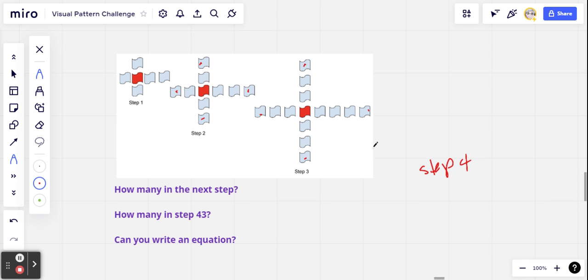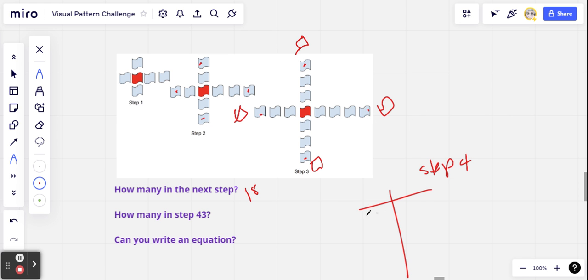So if I were to predict step 4, they'd probably add another 1 up here and another 1 up here and another 1 here and another 1 here. And so my total number of flags would be what? 1, 2, 3, 4, 5, 6, 7, 8, 9, 10, 11, 12, 13, 14, 15, 16, 17, 18. So I think there are going to be 18 flags in step 4.